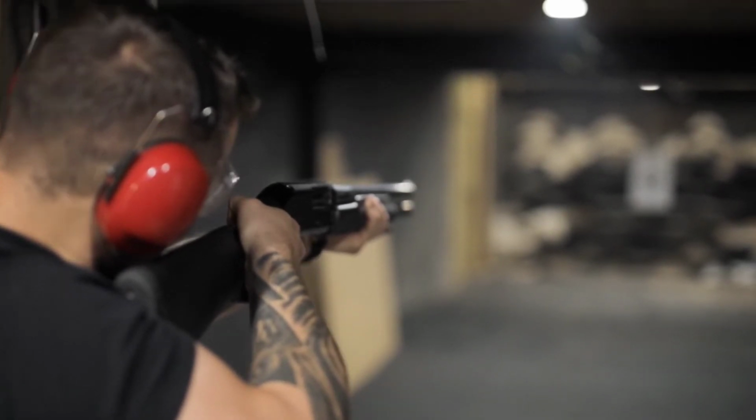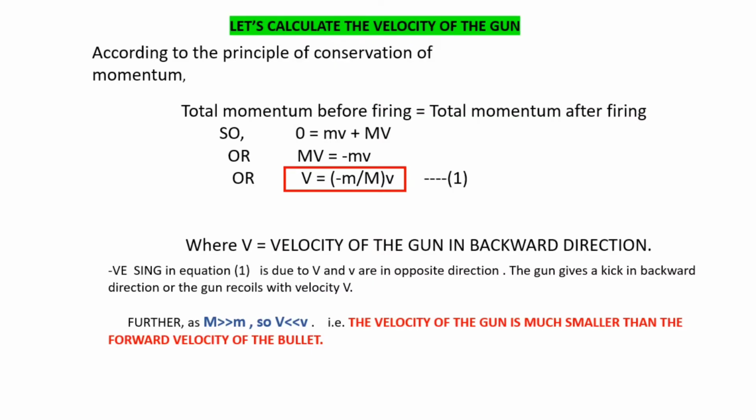Now let's calculate the velocity of the gun. According to the principle of conservation of momentum, the total momentum before firing is equal to the total momentum after firing. As I have already said, the momentum before firing is 0 and after firing is this. From which we got this equation 1, that capital V, which is the velocity of the gun in backward direction. But here the mass of the gun is very great as compared to the mass of the bullet, so that the velocity of the gun is very small as compared to the velocity of the bullet.